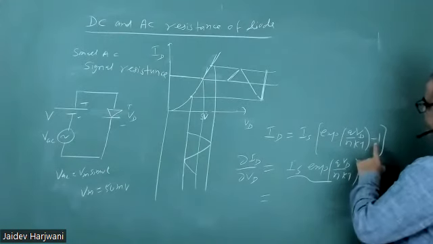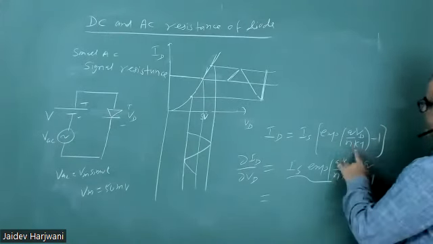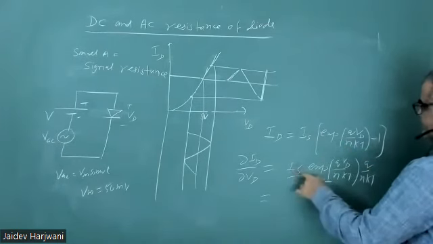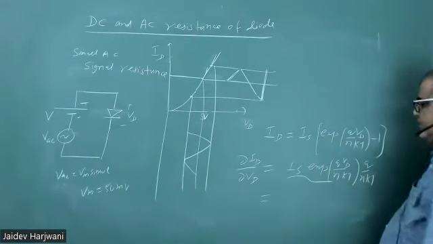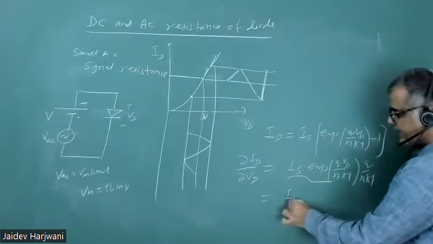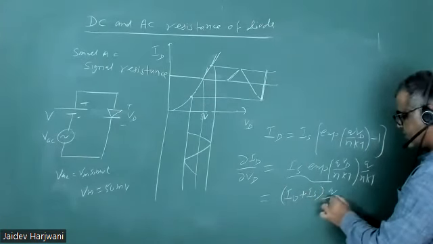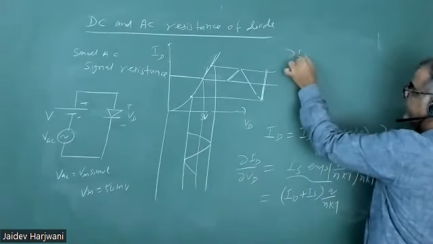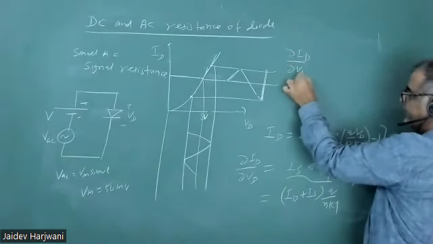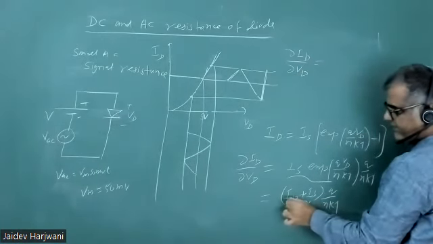Just 1 minute. If I take this, this will be ID. IS exponential will be what? What will its value become, tell me? IS exponential of it is ID plus IS. This value will be ID plus IS. Yes or no? Yes, sir. Very good.